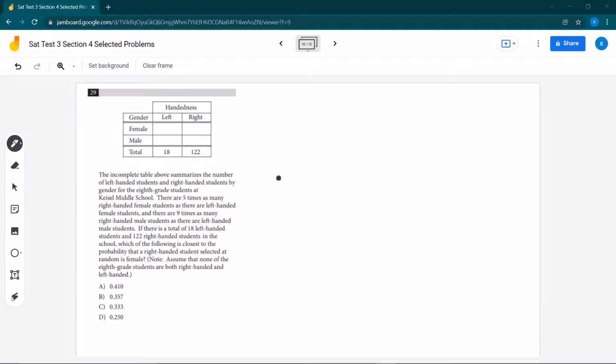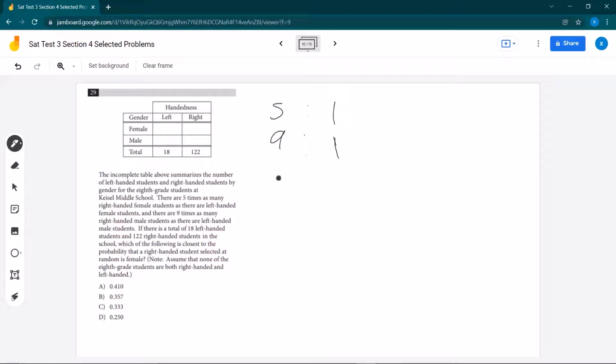Well, we can think about it this way. We know that there's essentially 5 times as many right-handed females as left-handed, so they're in a ratio of 5 to 1. We know that there's 9 times as many right-handed males as left-handed males.